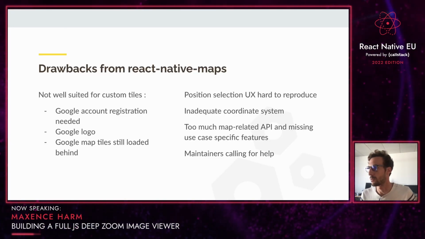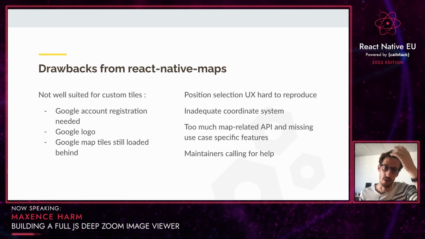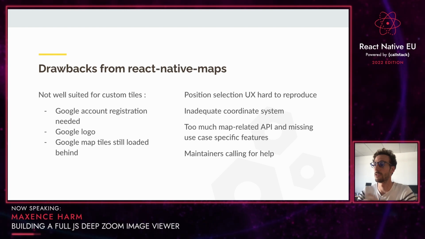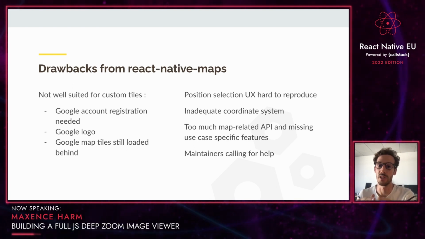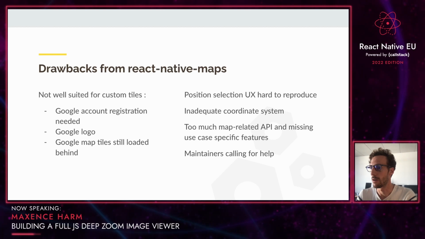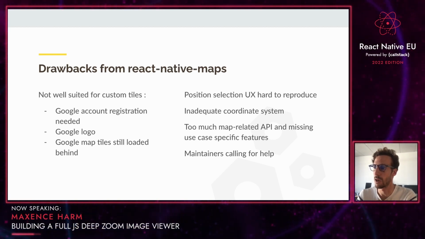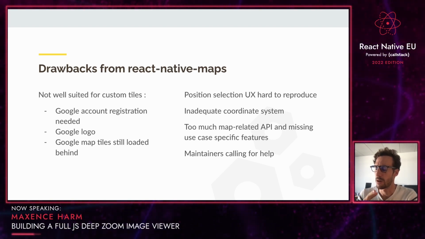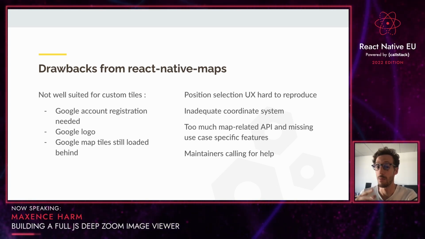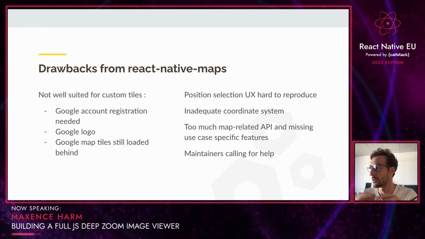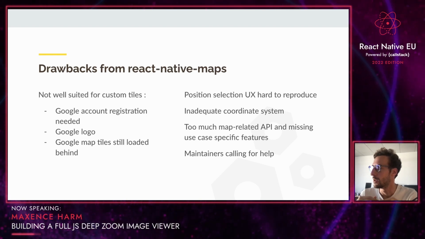So some drawbacks that we had with React Native Maps were that it was not well suited for custom tiles. We were able to specify a URL tile, but we still needed a Google account registration to use the SDK. We still had the Google logo, maybe that was some kind of bug. I'm not sure, we had to verify, but I think the Google Maps tiles were still requested and fetched in the background.